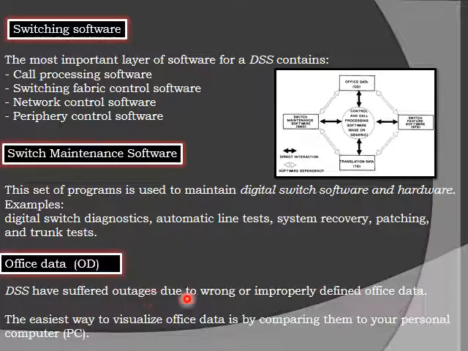So sometimes the outage will also occur because of improperly defined office data. So a technical person may not be properly checking when the particular device or module was serviced, whether its warranty period is over or not, and still you are using it, or like that. So because of that reason also outages will occur.